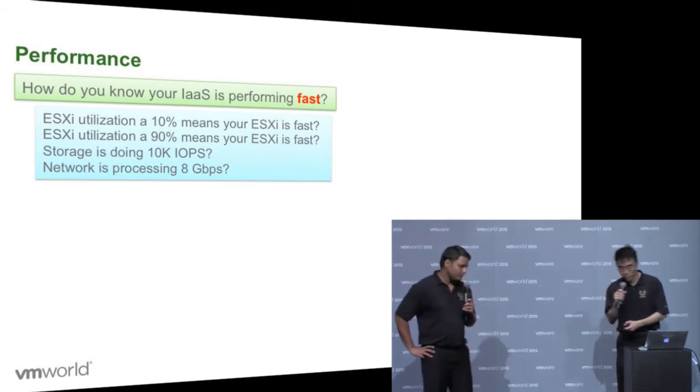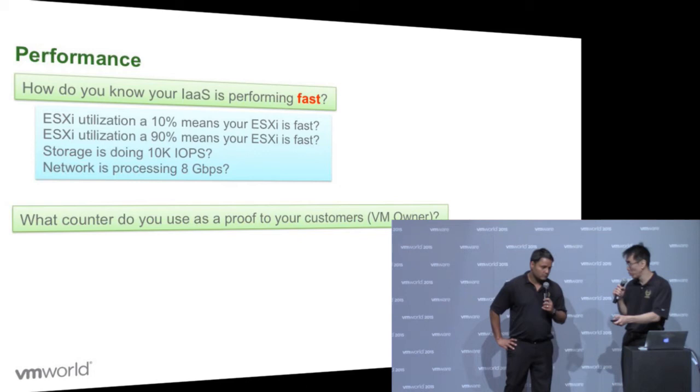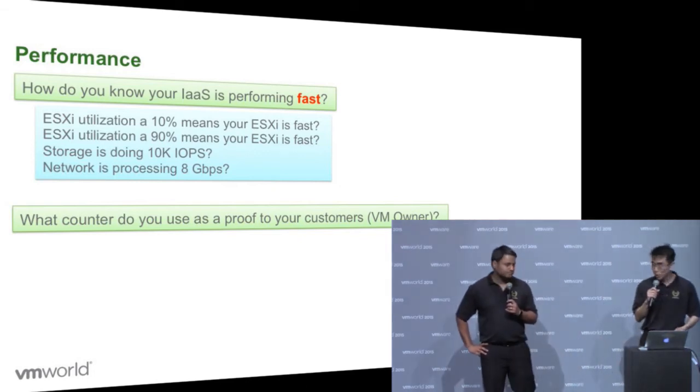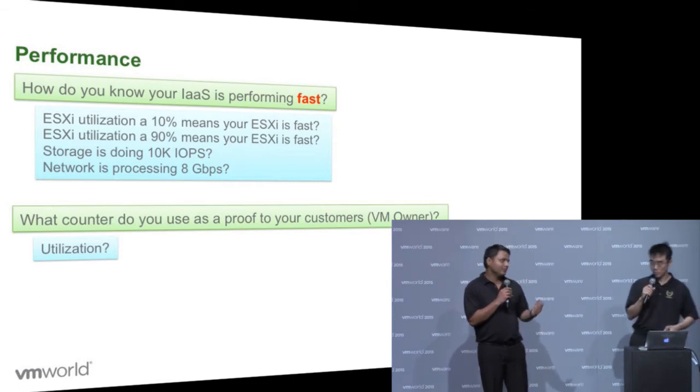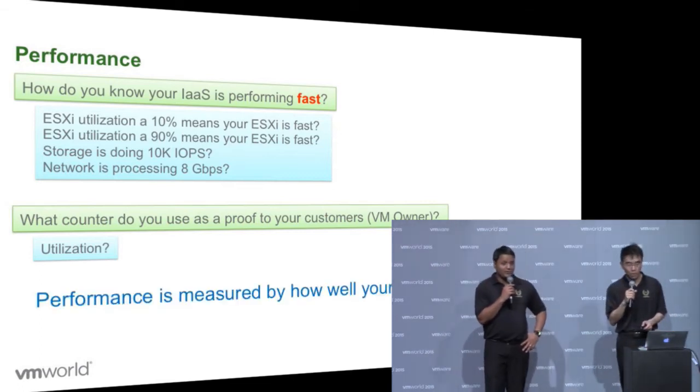So let's talk about what counter you now put on the table for the VM owner, for the application team. We know it's not utilization. It has to be performance. And in performance, there are two things.